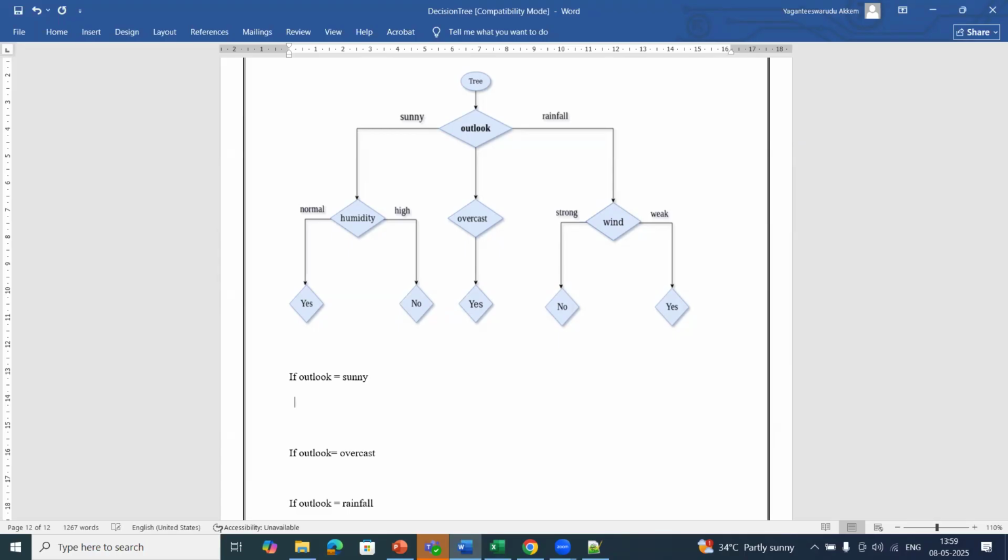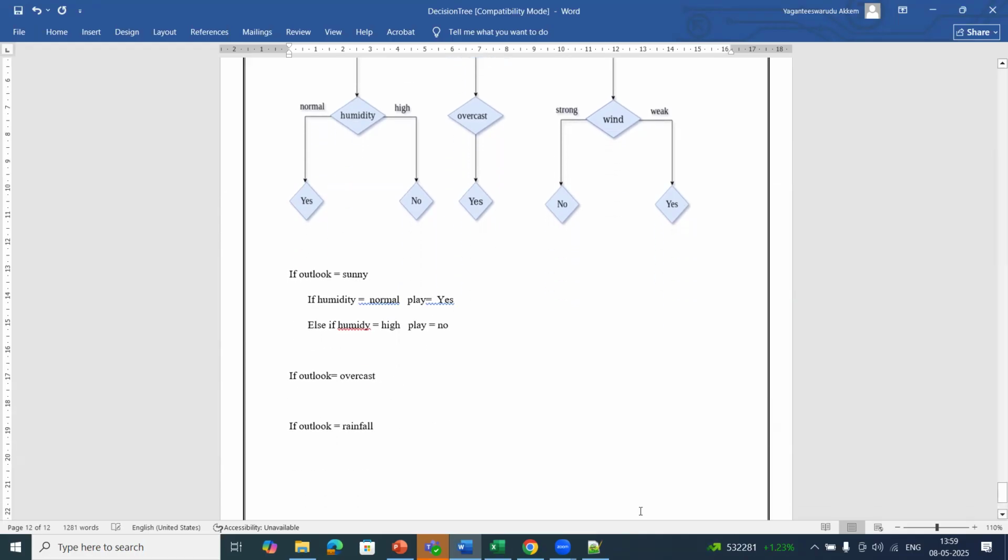If outlook equals sunny, again, what do I need to check? Humidity. So again, intermediate branches: if humidity is normal, play will always be yes. And else if humidity is high, play will be no. And similarly, outlook equals overcast: play will always be yes.